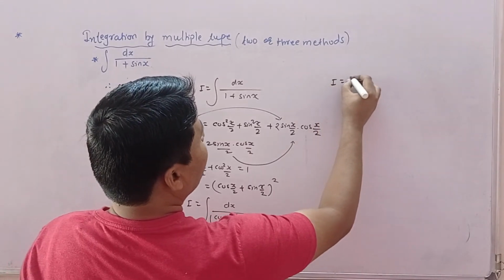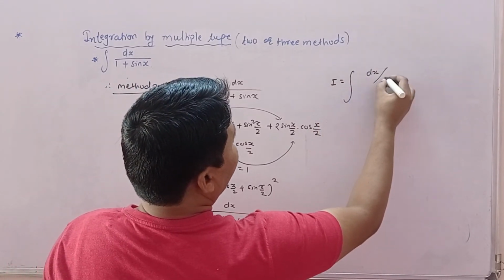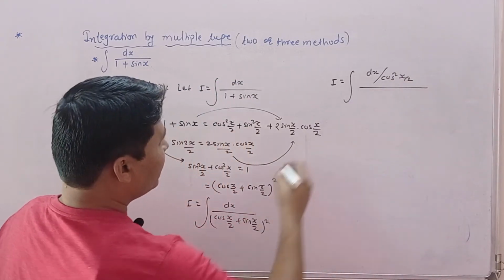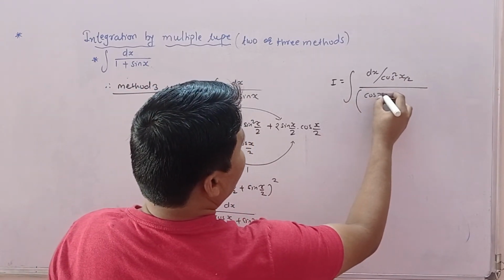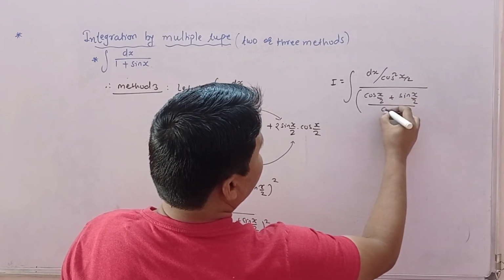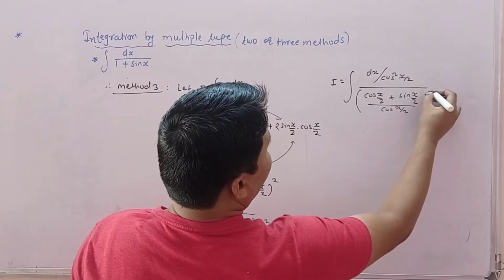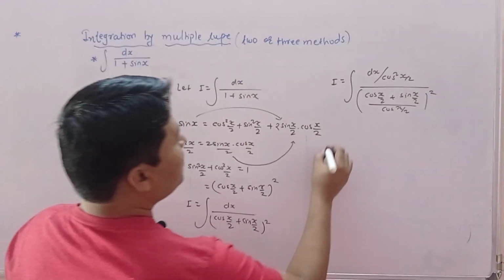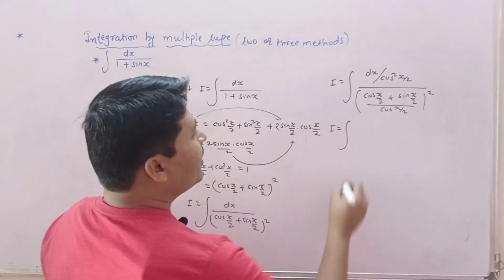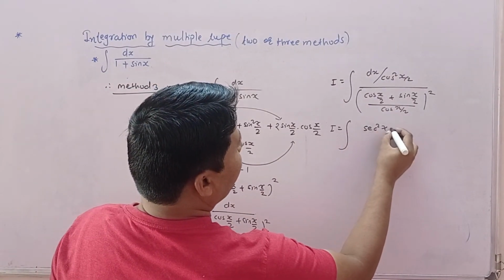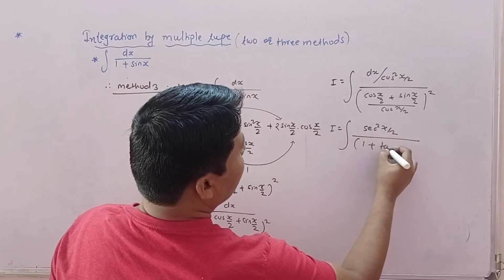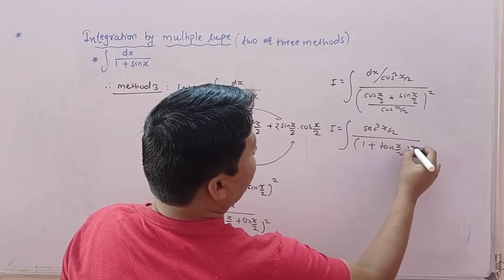Therefore we divide throughout by cos square x by 2, both numerator and denominator. That means the denominator is cos x by 2 plus sin x by 2, divided by cos x by 2, bracket square. And this integration becomes, on simplification, 1 by cos square x by 2, that is sec square x by 2, divided by 1 plus tan x by 2, bracket square.